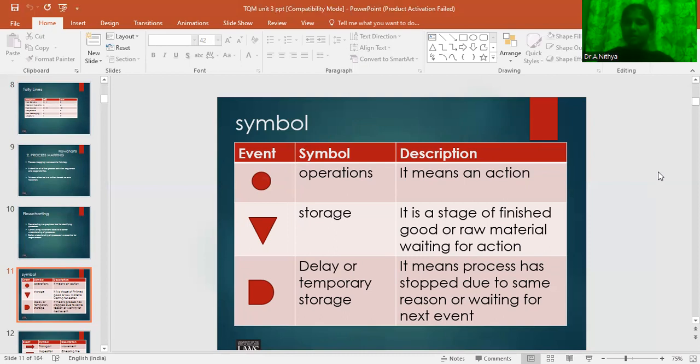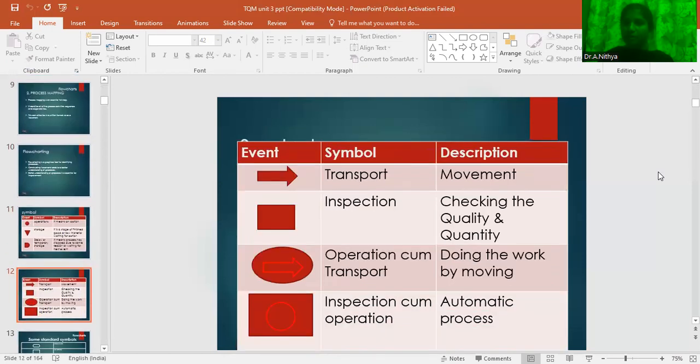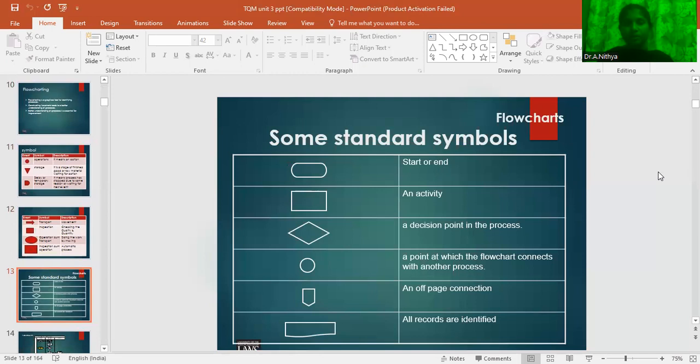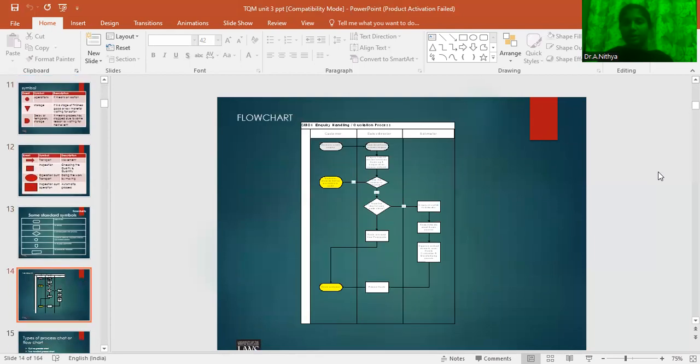For operations, the symbol is a circle. Storage is a cone, that is, a triangle. For delay, the symbol is like a D. Then an arrow mark for transport, a rectangle for inspection, a circle with an arrow for operation combined with transport. The next one, inspection combined with operation, is a rectangle with a circle within it. These are also some standard symbols we can use for a flowchart. This is how we prepare a flowchart for any process.